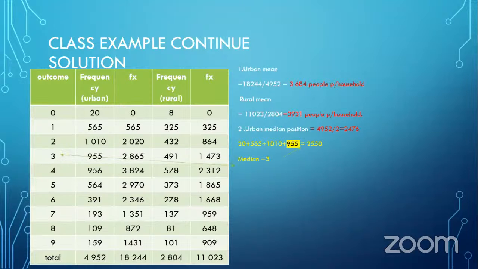So I even tried to show you where the median comes from. It's the 3 from the outcome. This is how you calculate the median.